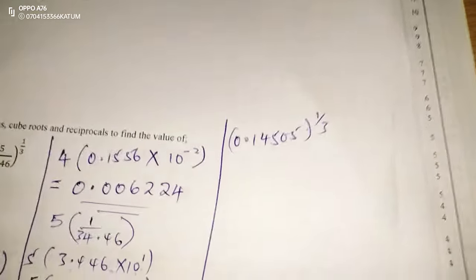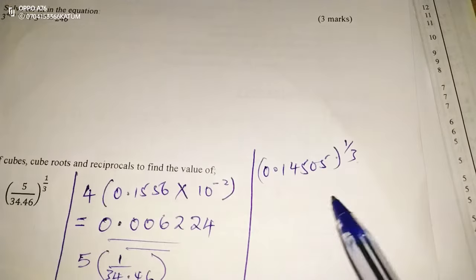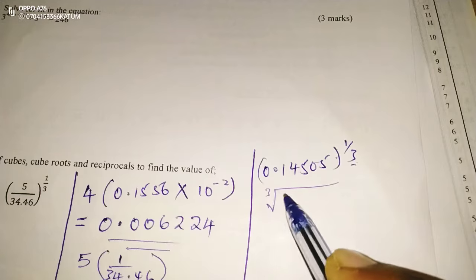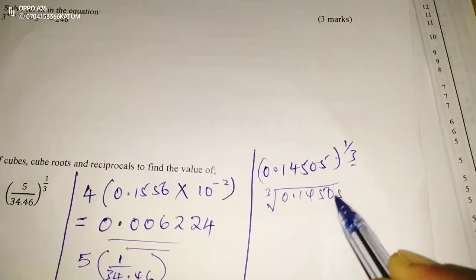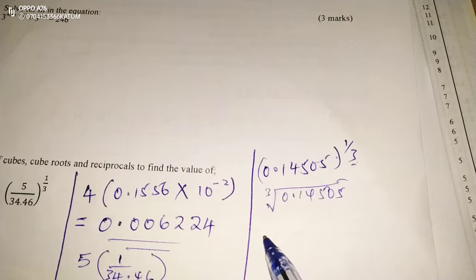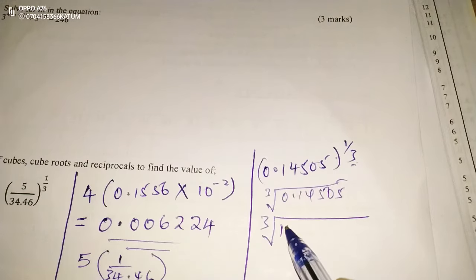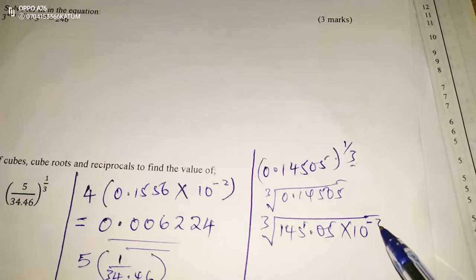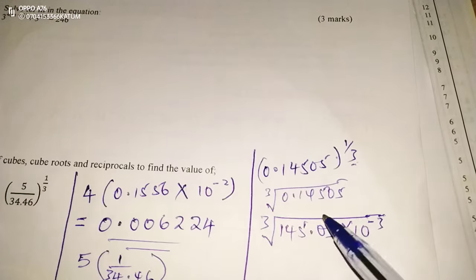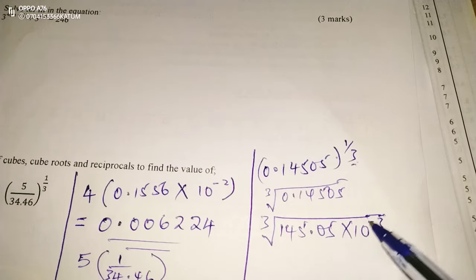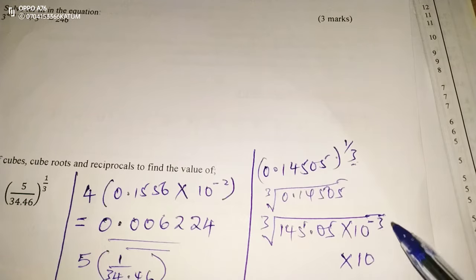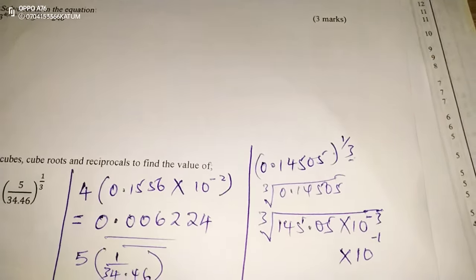Then after this, remember there is now the raising to power third. Raising to power third means the third root. So the cube root from the table, the cube root of 0.14505, we're going to write it in standard form so that we have the cube root of 145.05 times 10 power negative 3. So what we do here is to write in such a way that the power will be a multiple of 3, so that in taking the cube root, this one is divided by 3, giving 10 power negative 1.